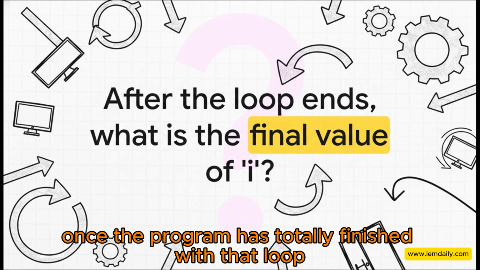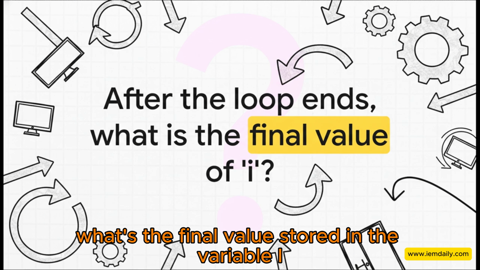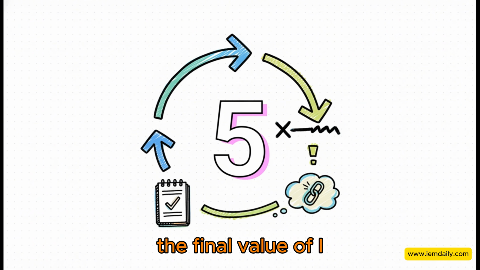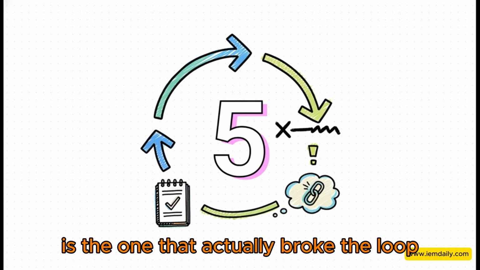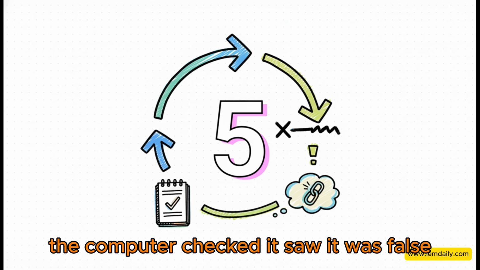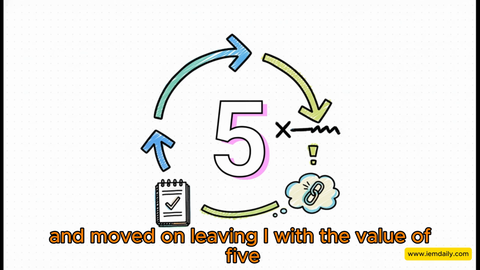Once the program has totally finished with that loop, what's the final value stored in the variable I? The answer is 5. And it's so important to understand why. The final value of I is the one that actually broke the loop. It's the first value that made the condition false. The computer checked it, saw it was false, and moved on, leaving I with the value of 5.